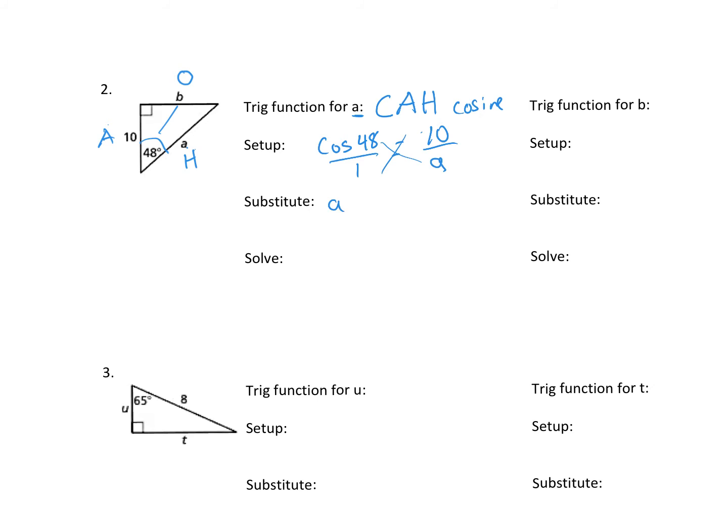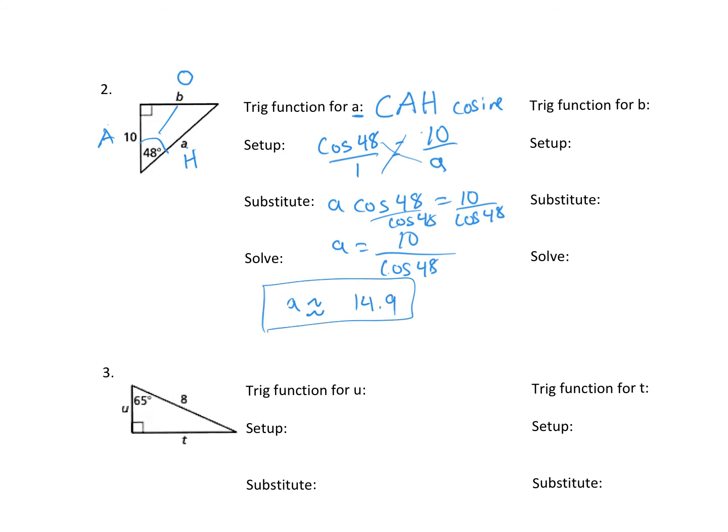So then a times the cosine of 48 must equal 10. Well, then a should equal 10 divided by cosine of 48, because if I divide both sides by cosine of 48, I will get rid of the cosine of 48 on the other side. So plug that into my calculator. A should equal about 14.9.